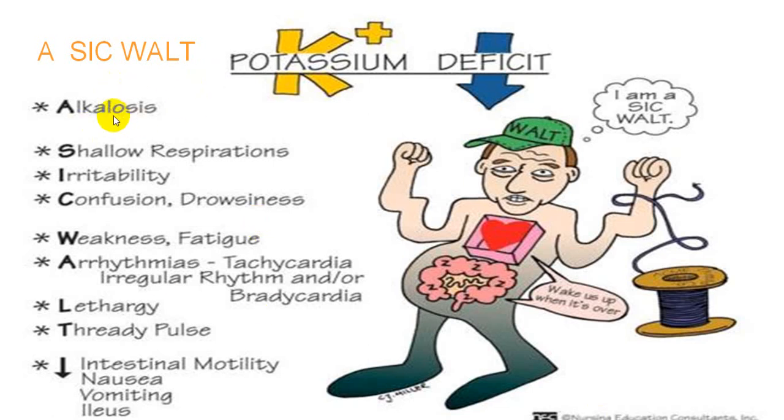The person will develop alkalosis, respiration will be shallow, the person will be irritable, with confusion, drowsiness, weakness, fatigue, tachycardia. In the late stage, the person will start developing bradycardia. Among the arrhythmias: tachycardia, atrial flutter, fibrillation, ventricular tachycardia, ventricular fibrillation, lethargy, thready pulse, decreased motility, paralytic ileus, nausea, vomiting, etc.